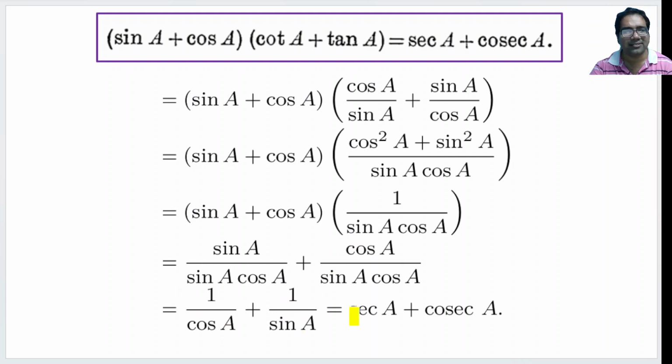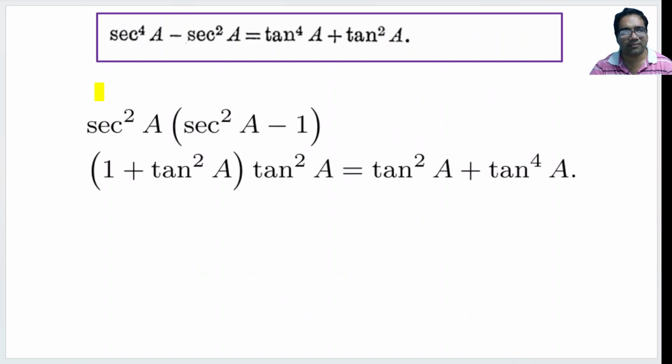What is 1 by cos A? It is secant A. What is 1 by sin A? It is cosecant A. Right. That's how we converted everything to secant and cosecant. Let's look at one more basic thing.